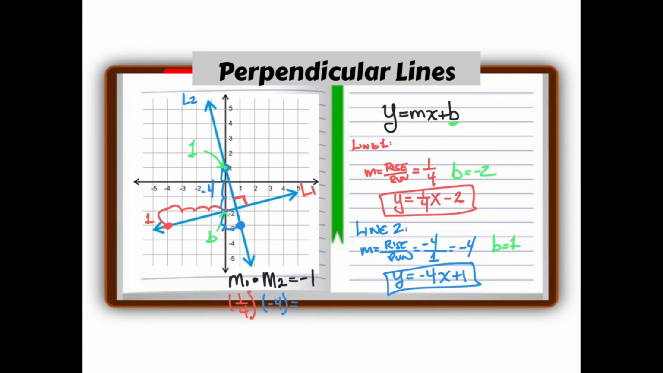So remember, fractions will multiply top with the whole number. So 1 times -4 is negative. Let me change colors. It's -4 over 4 times the invisible 1, 4. -4 divided by 4, -1. So I got -1. So yes, they are perpendicular.